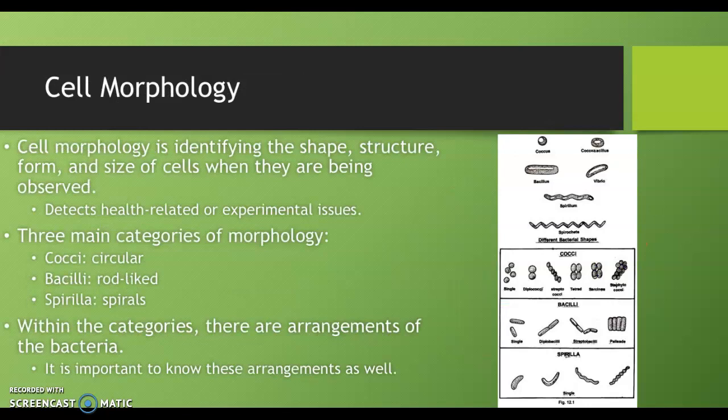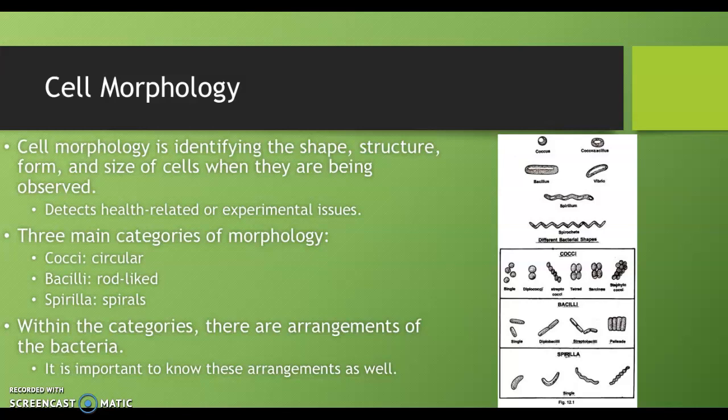Cell morphology. Cell morphology is basically just the identifying of the shape, structure, form, and size of cells while they are being studied under a microscope. It is important to identify the morphology of the cells because it can sometimes indicate a contamination, infection, or health problem. There are three main categories of morphology: cocci, bacilli, and spirilla. Cocci is more of a circular shape, while bacilli is more like rods and spirilla is squiggly.